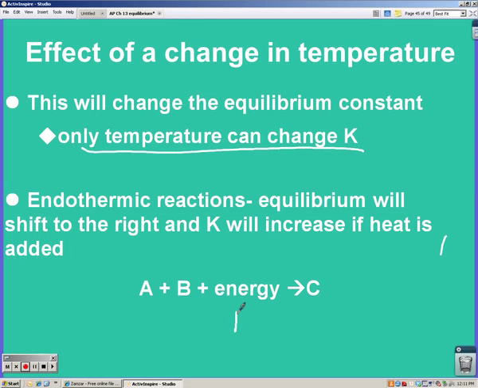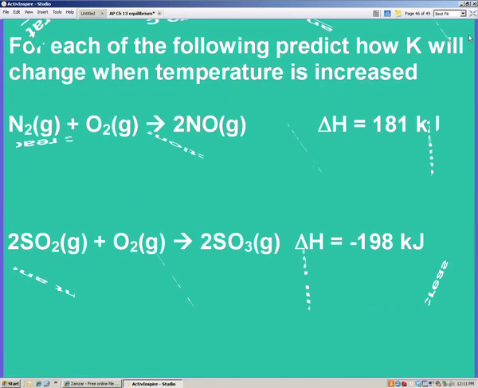So because this is an endothermic reaction, energy is a reactant, and then when I increase energy or temperature, it shifts the direction to the right. It's just like increasing A or B. It's going to shift it to the right. When it shifts to the right, I'm going to have more products, which means I'm going to have a higher K.